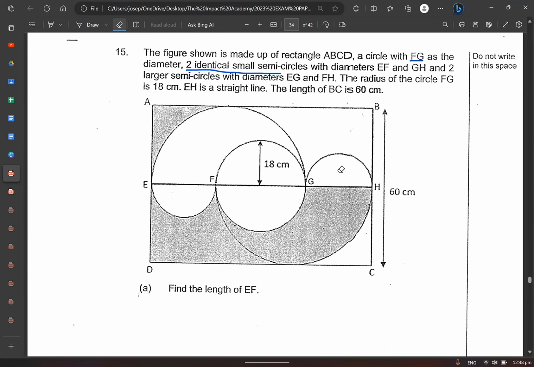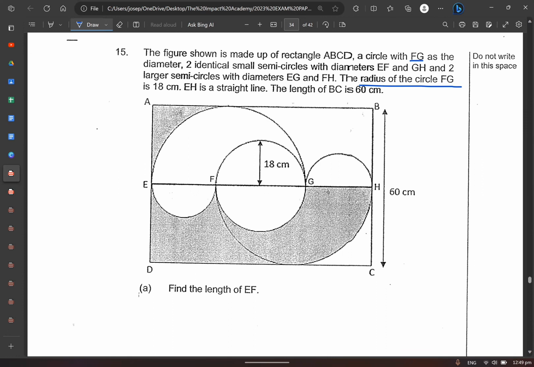That means to say this and this have the same diameter, and two larger semicircles. So this is the large one and this, with diameters EG and FH. Once this is done, always make sure you have all of the measurements. They say that the radius of the circle FG is 18, so this is 18.